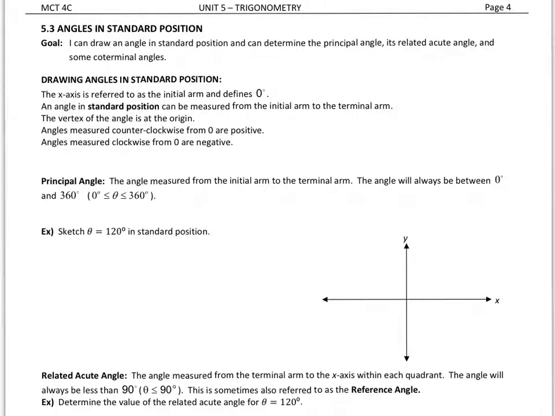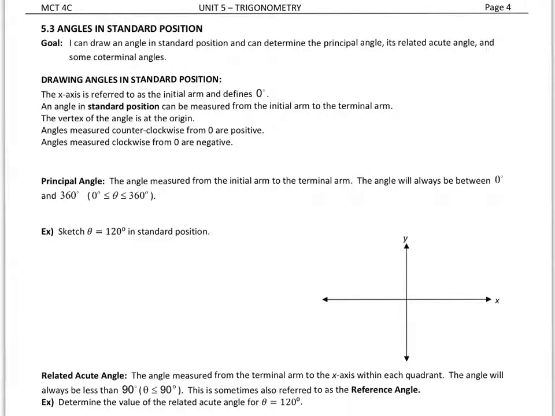Welcome to the third lesson in our trigonometry unit. We are talking here about angles in standard position. And with this unit, there's a lot of terminology and vocabulary that you need to learn. Our goal here is to be able to draw an angle in standard position and determine the principal angle, its related acute angle, and some coterminal angles. So lots of new words maybe that we need to talk about here.